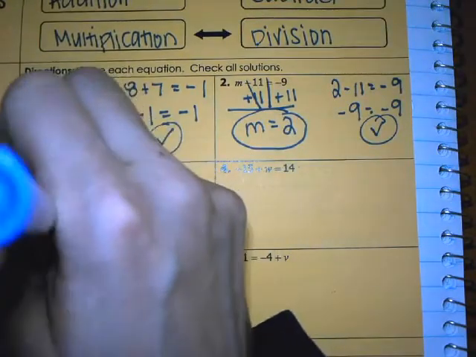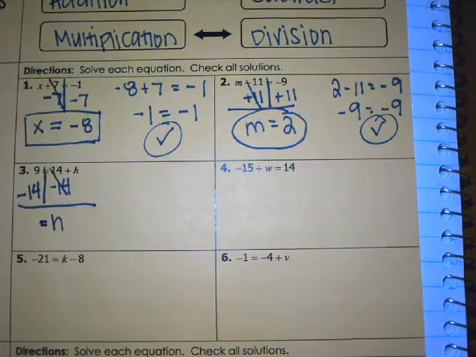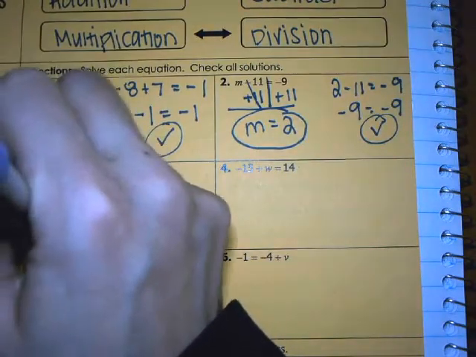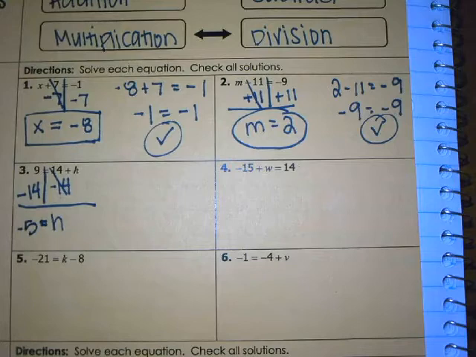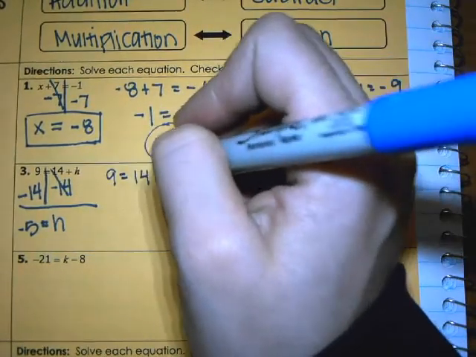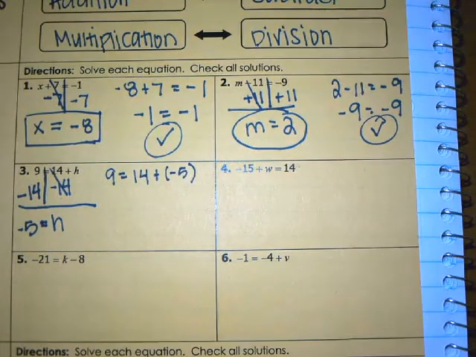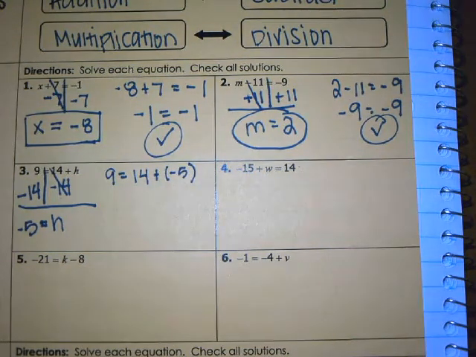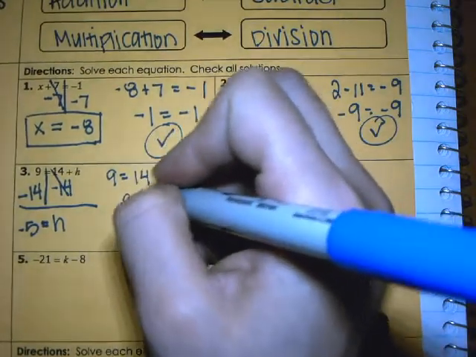You are left with h equals 9 minus 14. You have to remember your integer rules. What's 9 minus 14? Plug that negative 5 back in. Okay, it says 9 equals 14 plus a negative 5. Your integer rules, 14 plus a negative 5. What is that? Positive 9 or a negative 9?